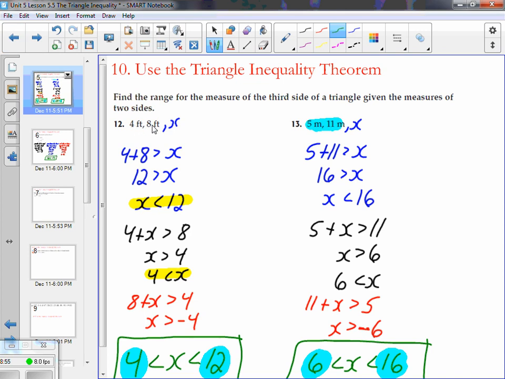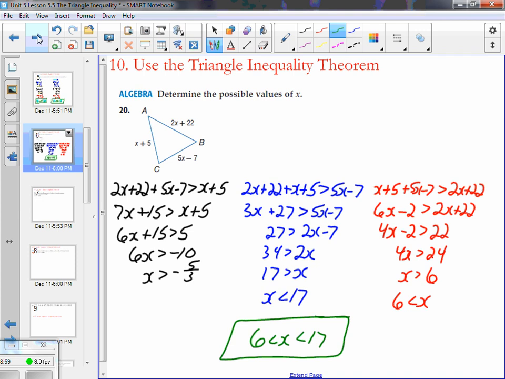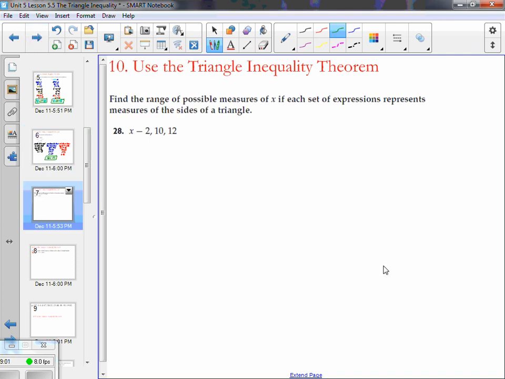Add them to get the big number, subtract them to get the little number. All right, 28. Let's hustle up here. I want to get this done. 28. Same direction. Find the range.